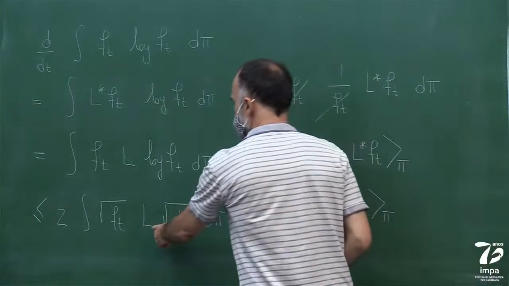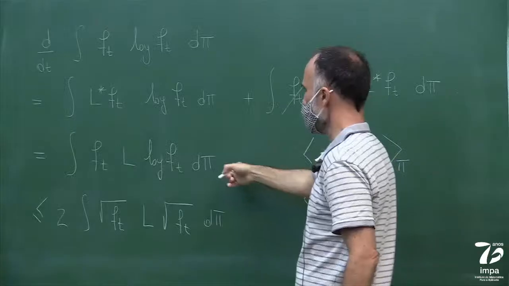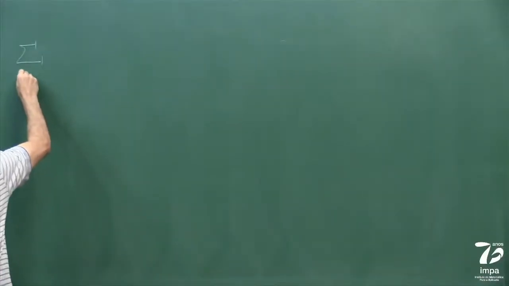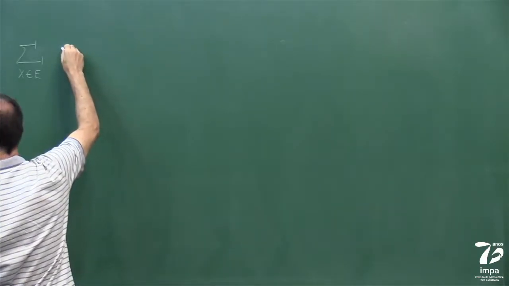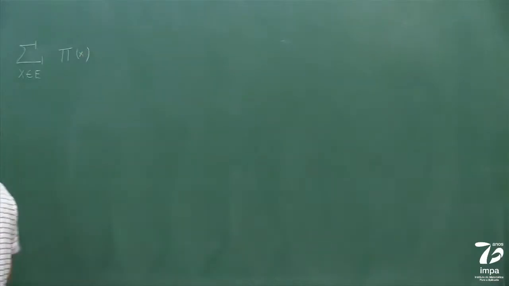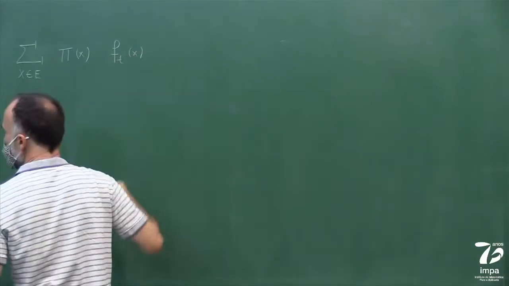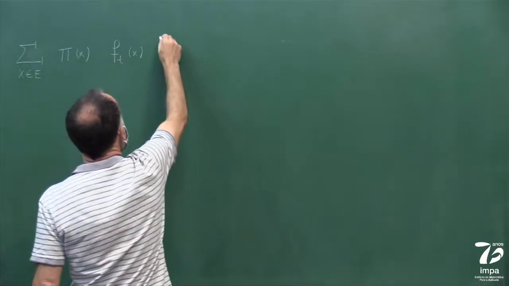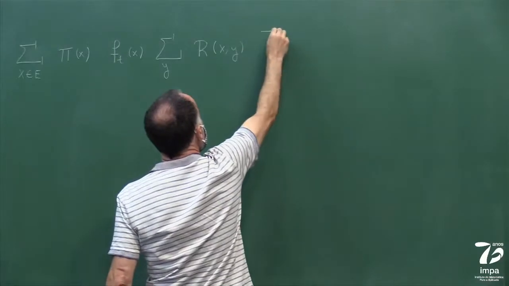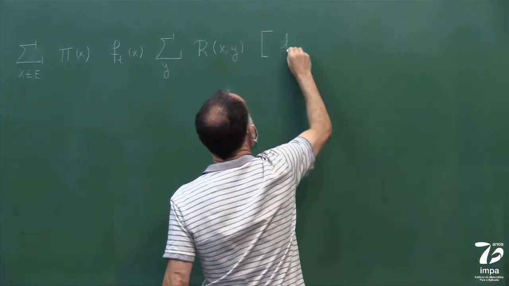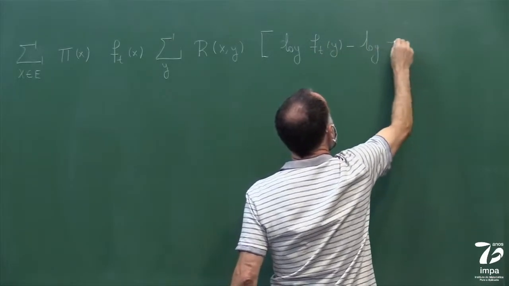So we have here L, right? So if I write down what this formula is, this is a sum over all x in E of pi x. I'm integrating with respect to pi x, ft(x), and then the generator. When the generator is applied, it gives me a sum over y of r(x,y), and then log ft(y) minus log ft(x).